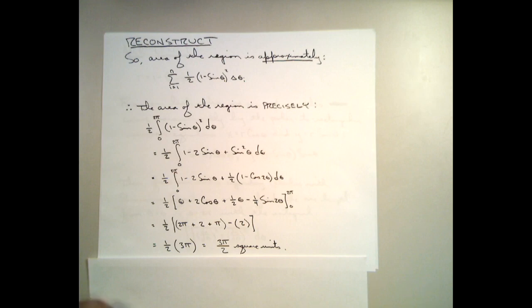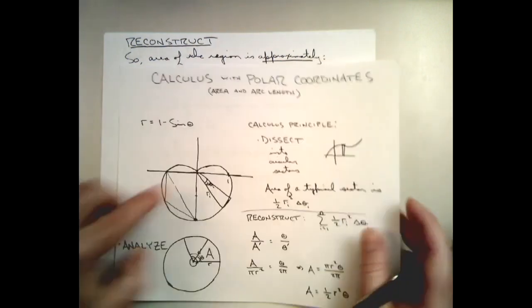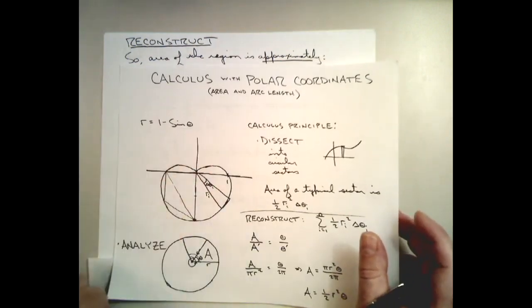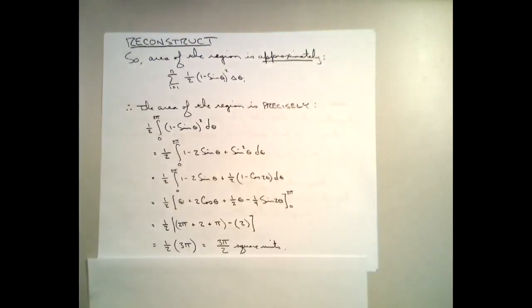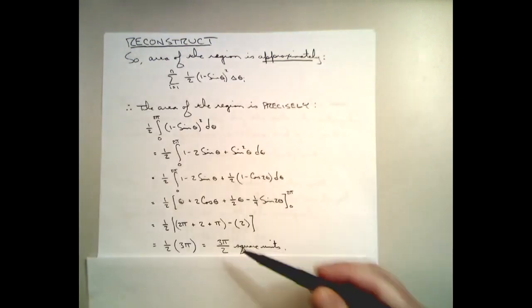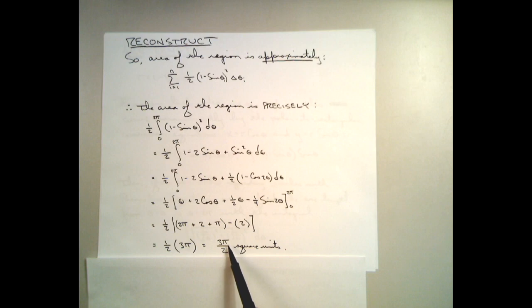Well, let's see, does that agree with our estimate? Our estimate, I believe, was a little more than 4. And 3 pi, let's see, 3 pi is just a hair more than 9. 9 over 2 is 4.5. So looks like our estimate agrees pretty well with the actual value of the area of this region.